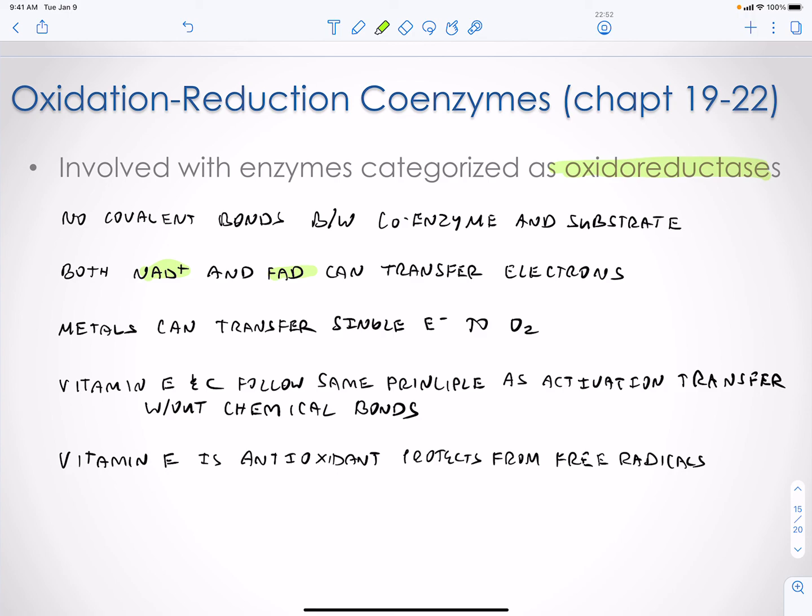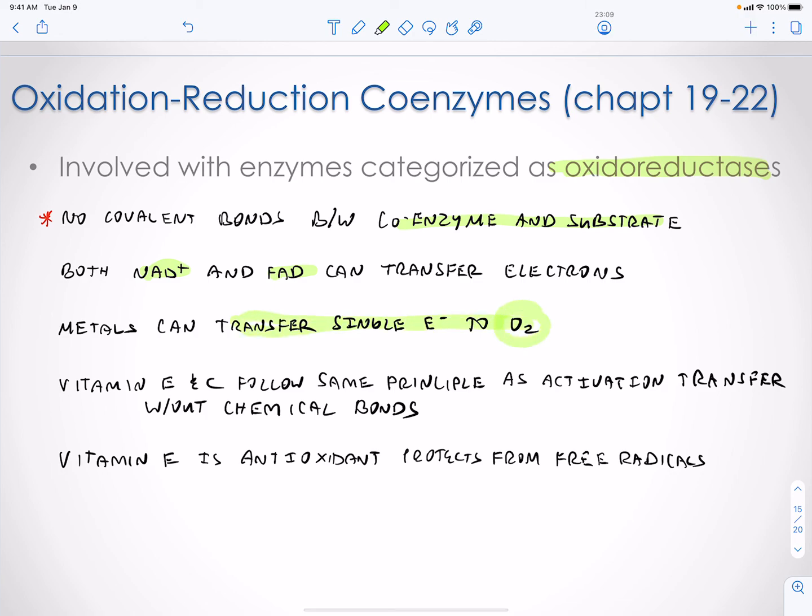We also have the important part of these guys, which is that they have no covalent bonds between the coenzyme and substrate. Metals can also be involved in these oxidation reduction reactions, and they transfer single electrons to oxygen. And so it's very important to control metals because you don't want to generate reactive oxygen species. You're going to have vitamins E and C, which are going to function as coenzymes similar to activation transfers, but without chemical bonds. And then vitamin E itself is going to be an antioxidant that protects from free radicals, so protects from those potential reactive oxygen species.